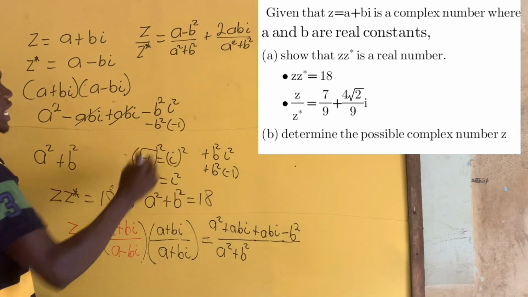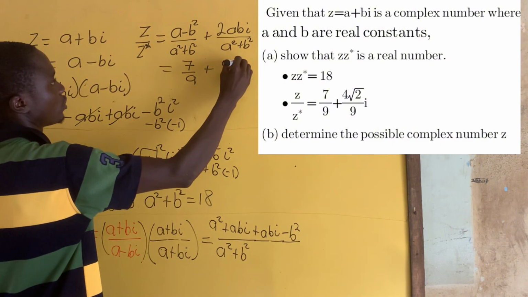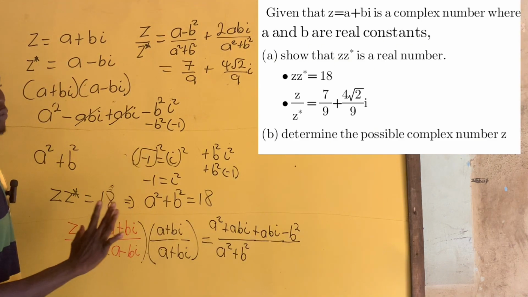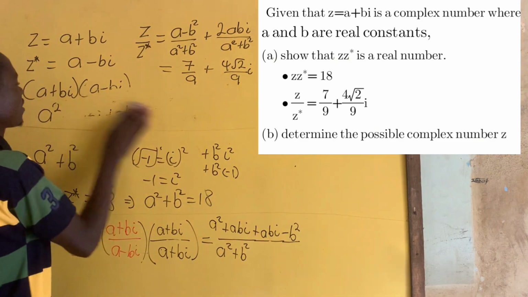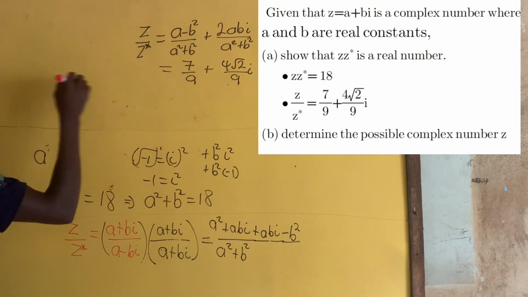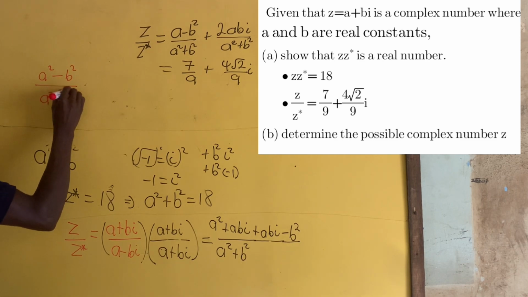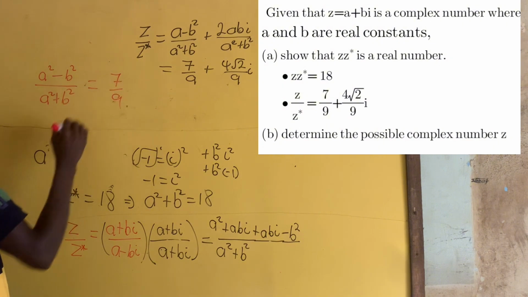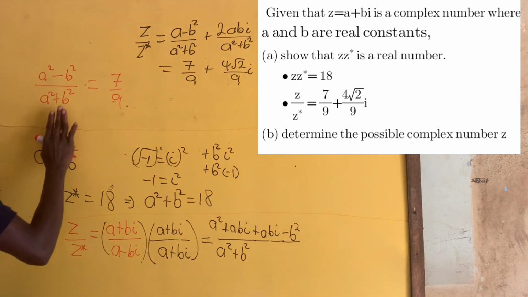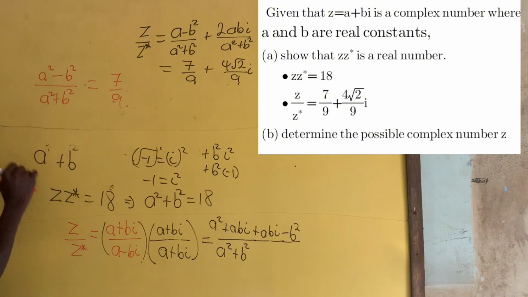Now, by comparing this with 7 on 9 plus 4 root 2 on 9i, then we are good to go because we are going to have the real parts. A squared minus b squared divided by a squared plus b squared equal to 7 on 9. And we can also equate the imaginary part. But I think this is enough because here a squared plus b squared is 18, which is here.